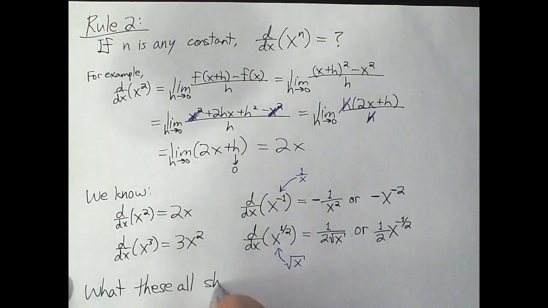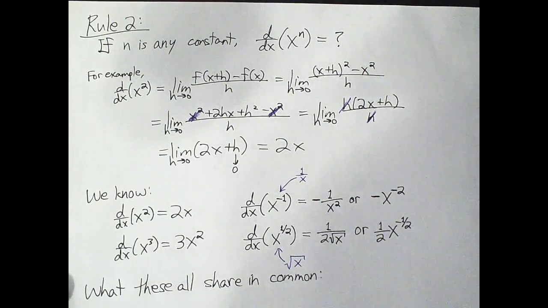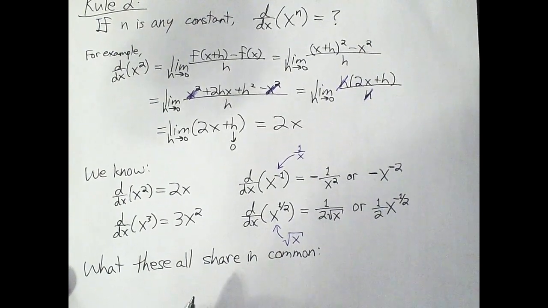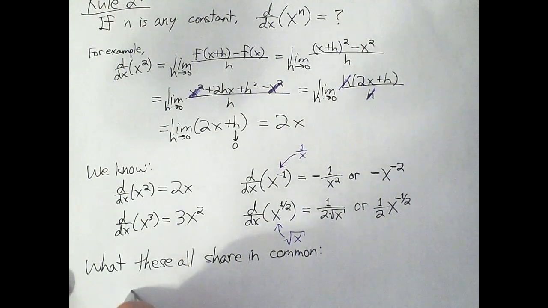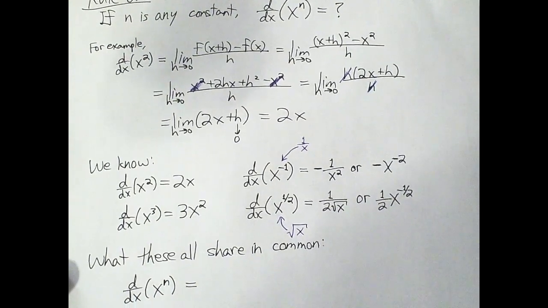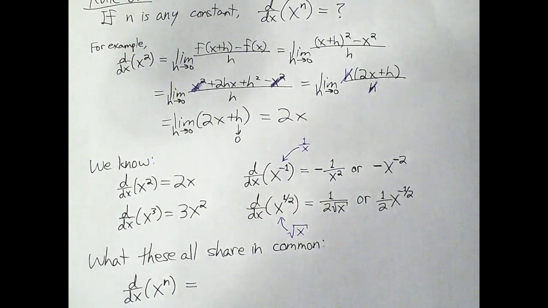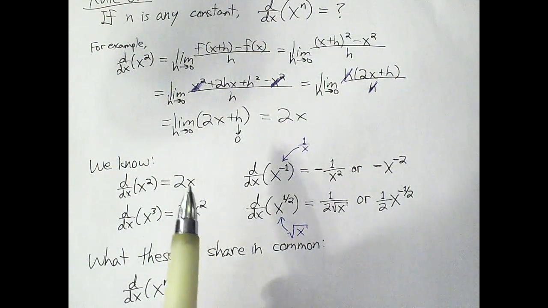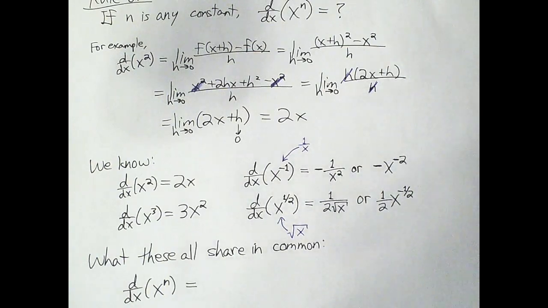What these all share in common. Let's look for a pattern, because the pattern is going to help us establish a general rule. What they all share in common is that the derivative of x to the n equals... I'd like you to think about this for a minute. See if you can come up with the general rule. You could pause the video if you need to for a minute. Think about it. What pattern can we get from this?